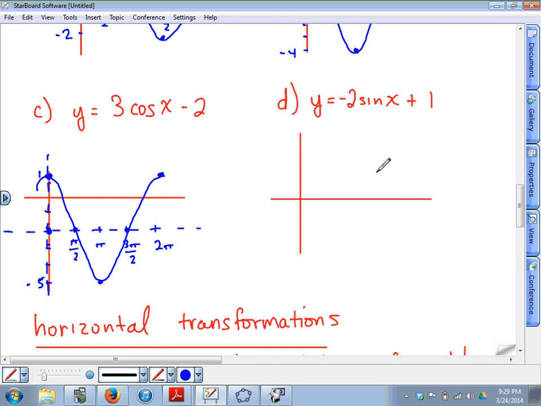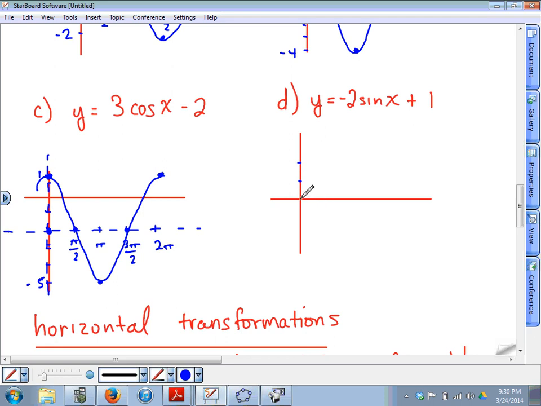Now for part D, we have a couple of things happening here. We have a change in the amplitude. So the amplitude is increasing. We also have this minus sign, which flips the graph upside down. So instead of starting at 0, 0 and going up to its highest point, it's going to start at 0, 0 and go down. And then we have this vertical transformation up 1 unit.